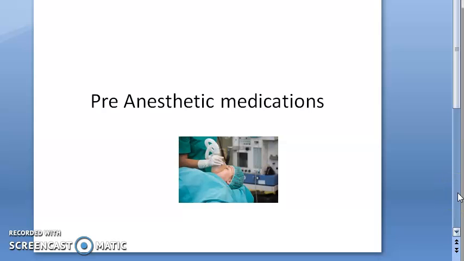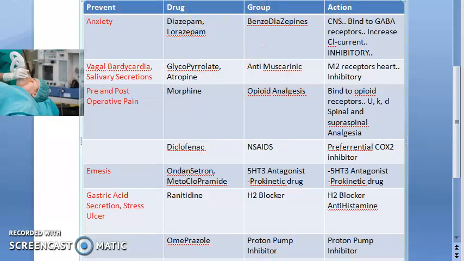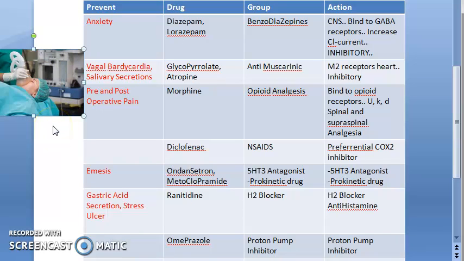Okay? So let us see what exactly are the objectives. Basically, what do you think will happen during anesthesia? A patient might be very anxious. The patient may have excess salivary secretions which you don't want, because you want to have endotracheal intubation. Some of the anesthetics may produce salivary secretion, so you don't want that. Then the patient obviously will have pain, correct? So you want to remove this pre and post operative pain. The patient may have emesis. We don't want the patient to have emesis, that is vomiting.